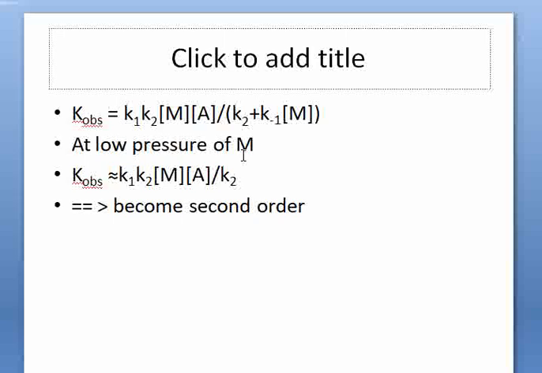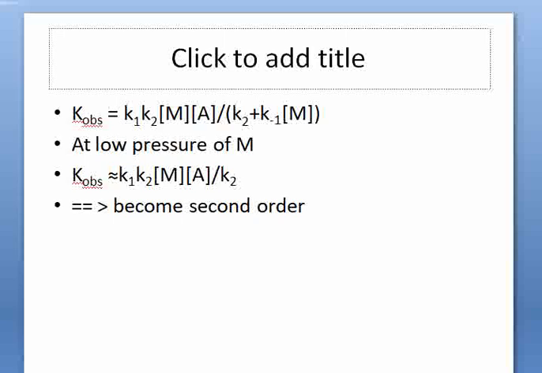At low pressure, M is at very low concentration, so M will be very negligible. In the denominator k-1 [M] plus k2, k-1 [M] is negligible, so we can take k2 only. So k observed becomes k1 k2 [M] [A] divided by k2. These k2s cancel each other, so the observed rate becomes second order. At low pressure, we can show that the observed rate becomes second order.